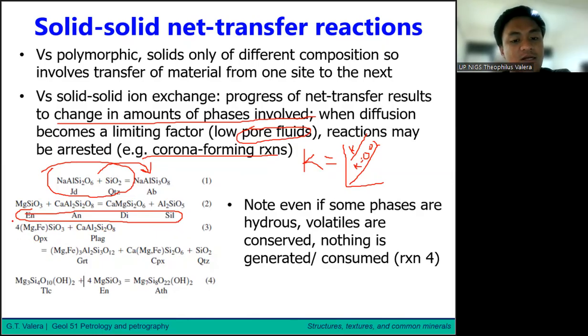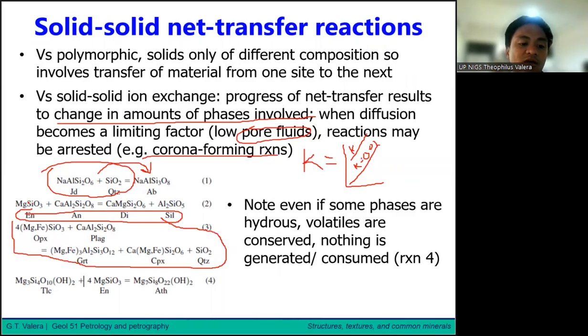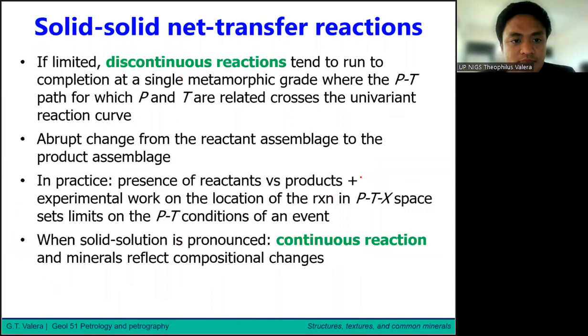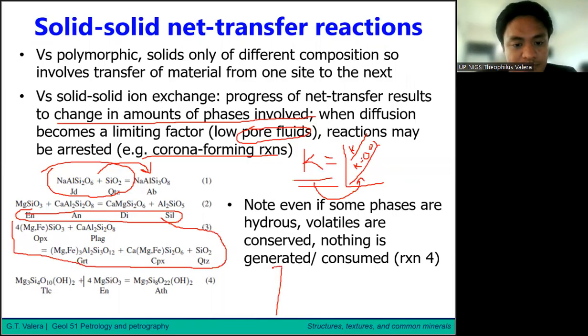This is also complex. But anyway, the important thing to note is that this solid-solid net transfer reaction can be used for geothermobarometry because usually what you have is both the reactants and the products, and by using mineral chemistry information of the phases involved, you can calculate K, and from K you can calculate PT. Okay? I'll get to this bullet on dehydration reactions later.